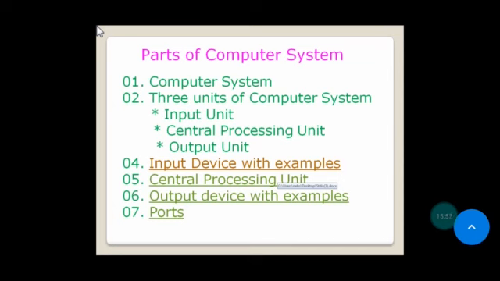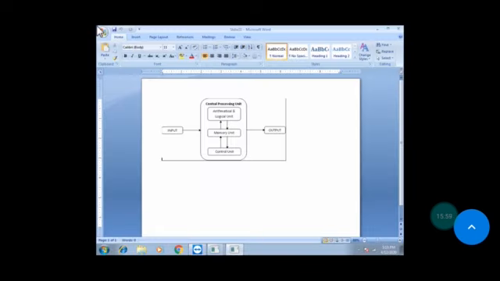Next one is central processing unit. Central processing unit processes information received from the keyboard and gives the output to the monitor or the printer. There are three main parts of CPU. You can see in the figure, first one is the ALU, next one is the control unit, and next one is the memory unit.